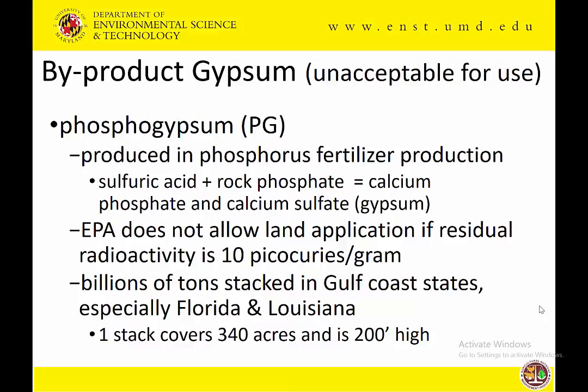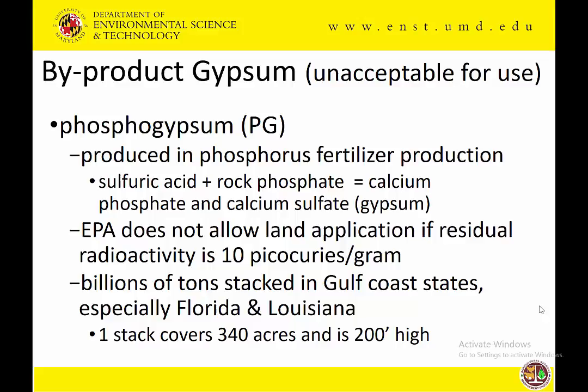Another source of byproduct gypsum is from the fertilizer industry. There's phosphogypsum produced. If you take rock phosphate and add sulfuric acid, that's one of the first things that's usually done, you get gypsum as a byproduct. Unfortunately, when the industry went to the Environmental Protection Agency to get permission to use it in land application, EPA decided that it was too radioactive. If it has more than 10 picocuries per gram, it may not be land applied, and virtually all of it fails the test. There are literally billions of tons of this gypsum stacked along our Gulf Coast.